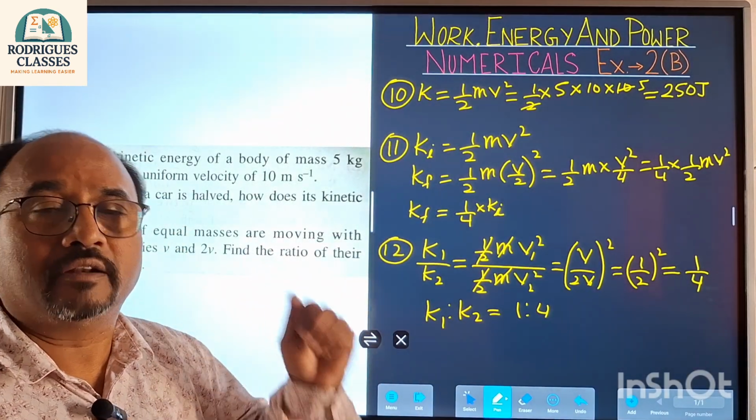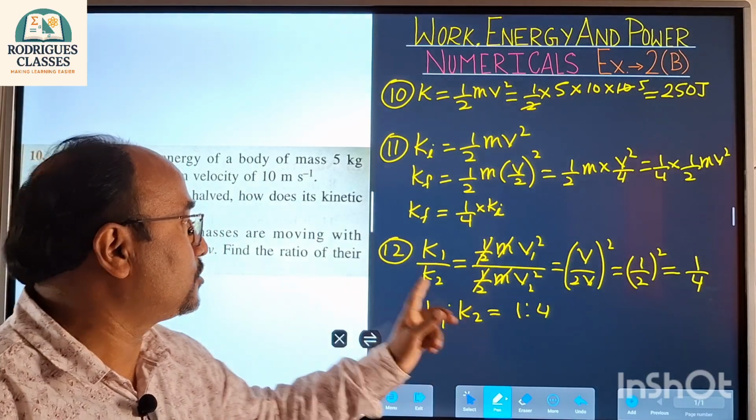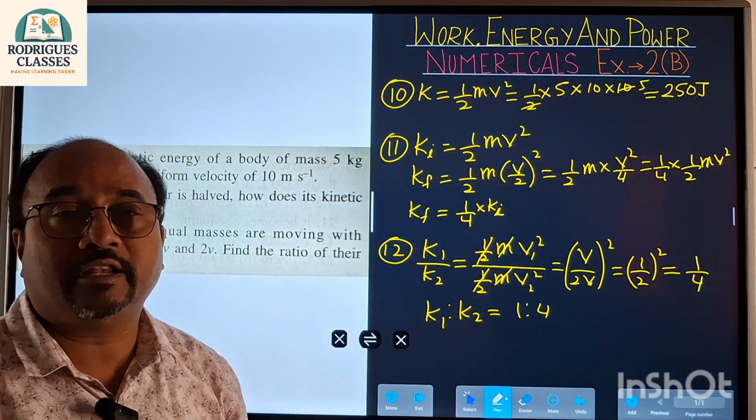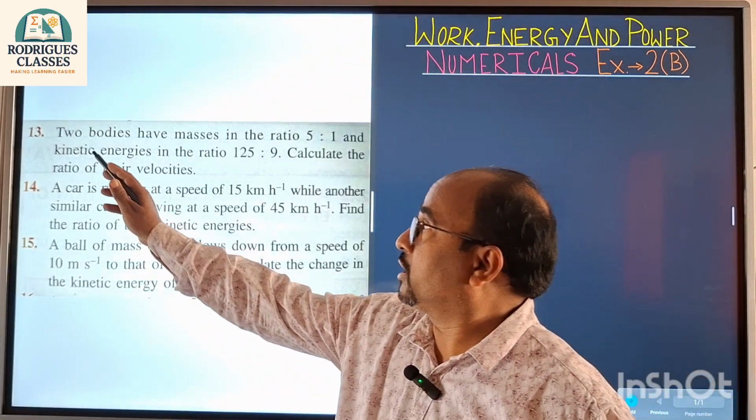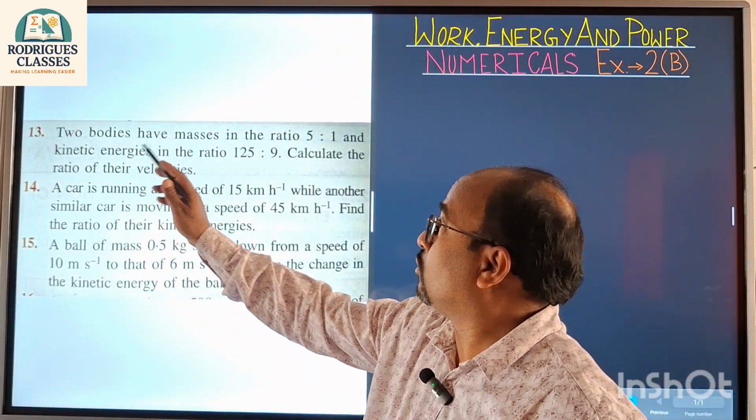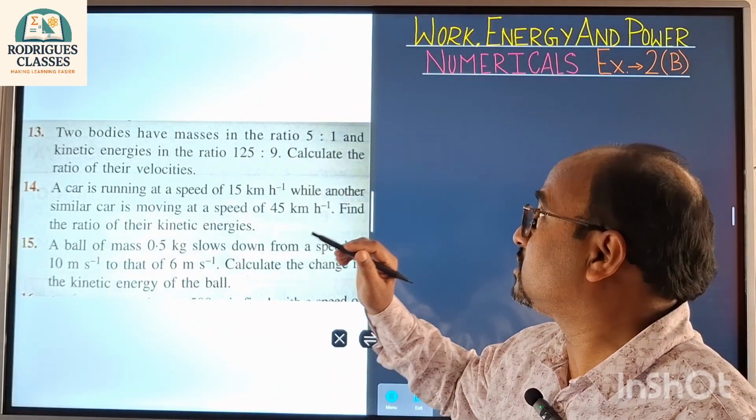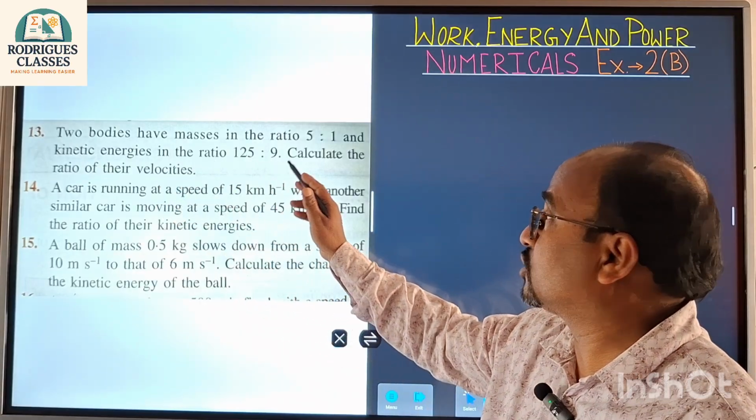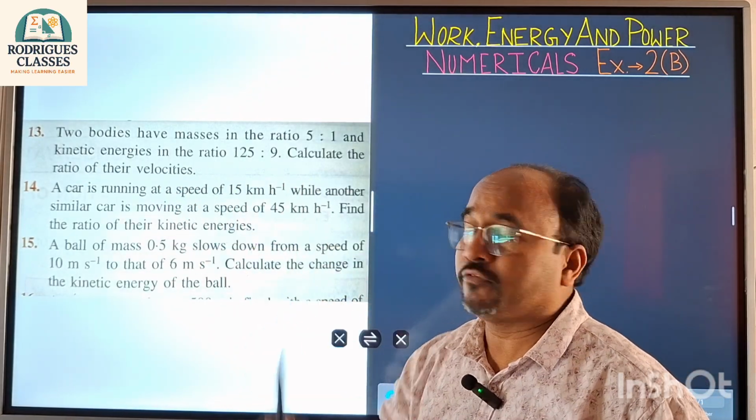Again I repeat, remember, if you are asked in the form of a ratio, you should leave your answer as a ratio, not in the fraction form the way we calculated. It should be written in the ratio form. Now we begin with numerical 13. It says two bodies have masses in the ratio 5 is to 1. So the ratio of their masses is 5 is to 1 and their kinetic energies are in the ratio 125 is to 9. You have to calculate the ratio of their velocity.